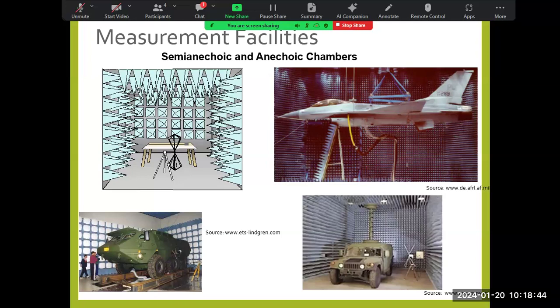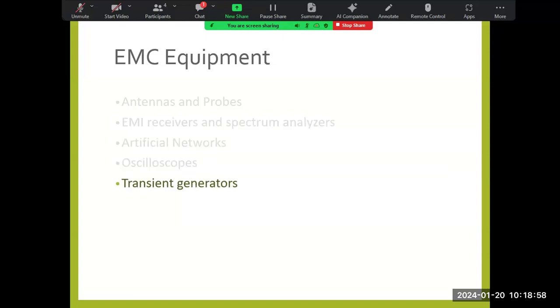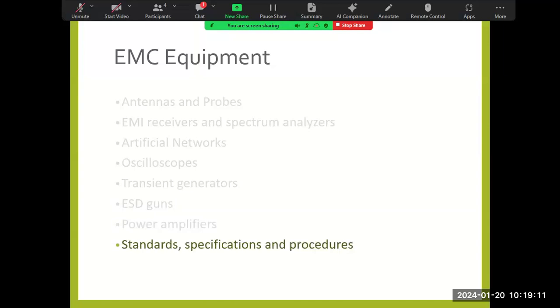Not exactly, but close. So what kind of equipment do we use? We use antennas, probes, receivers, and spectrum analyzers. We use artificial networks, oscilloscopes, transient generators, ESD guns. That's the most fun. John has a demo. He made his own little ESD gun. Power amplifiers. And one thing you may not think about, your standard. That is very important.